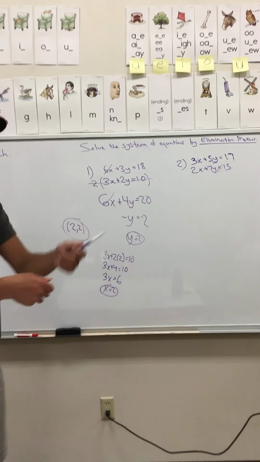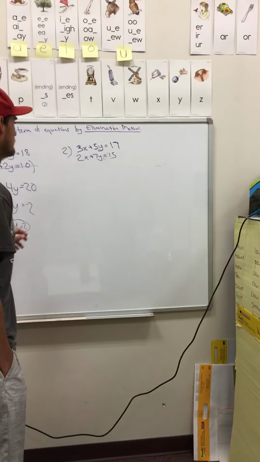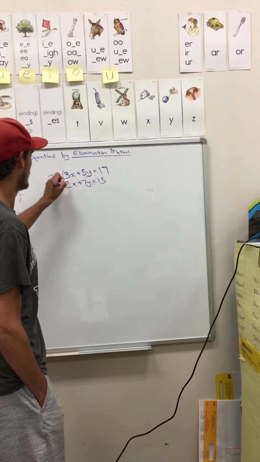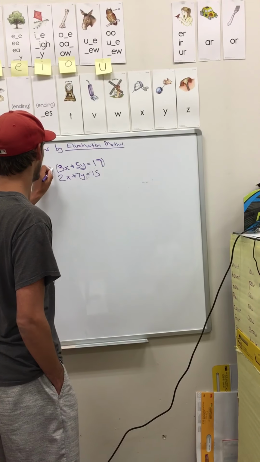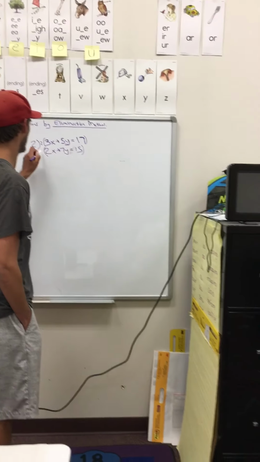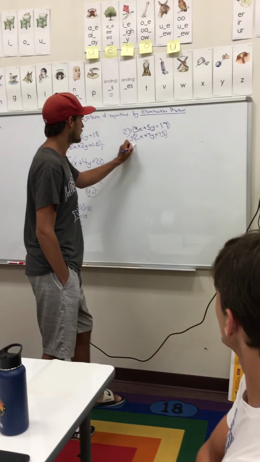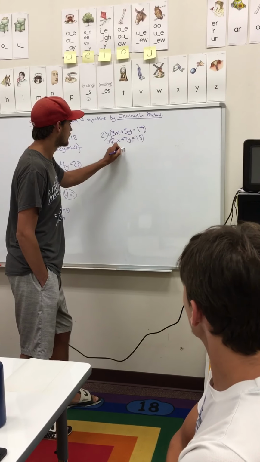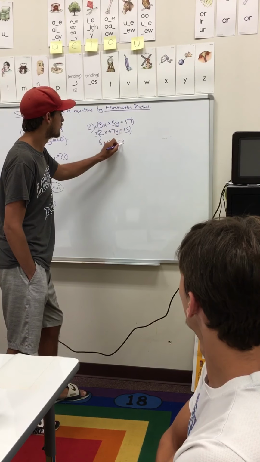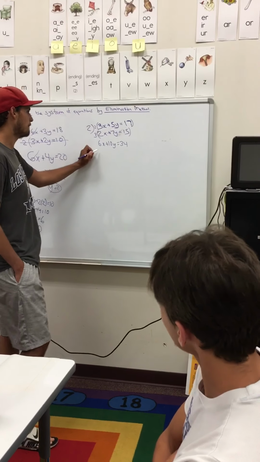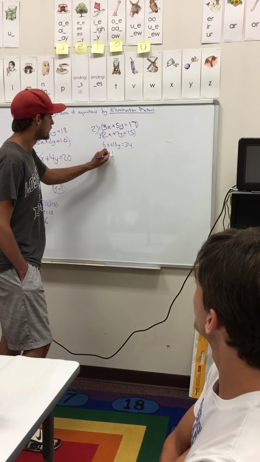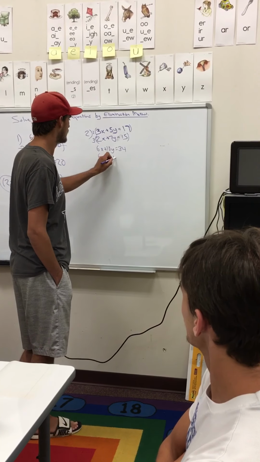Now for the next example, I'll let you tell me what we're going to do. Multiply the top by 2 and the bottom by 3 so that the x coefficient on both is 6. Perfect. So what do I write on this line? 6x plus 10y equals 34. Okay, and on the bottom? 6x plus 21y equals 45.